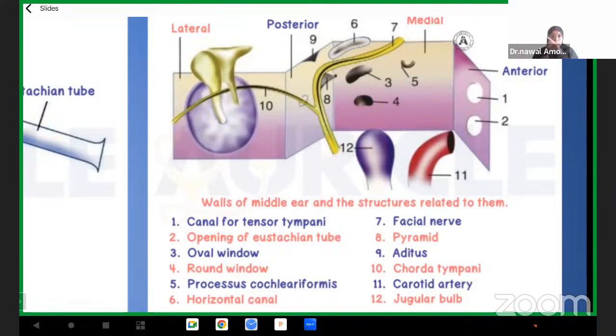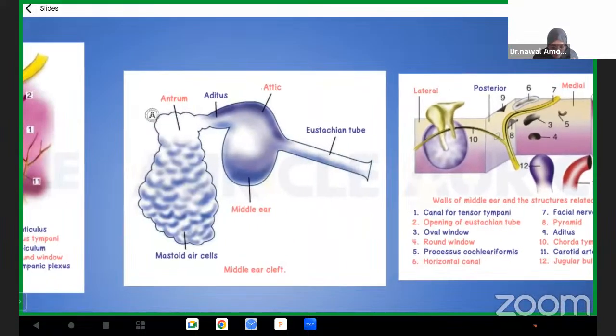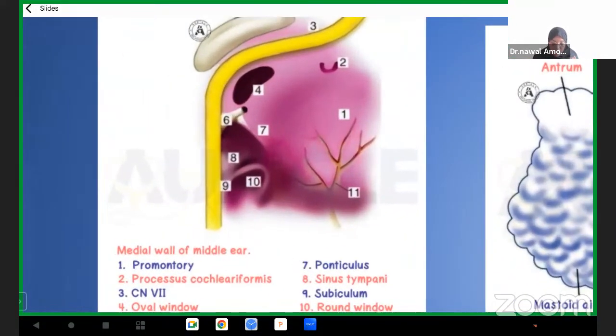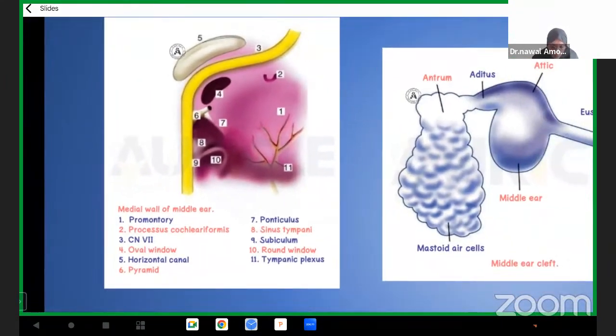Anterior, posterior, medial. The medial has the facial nerve. All right. Above that, you have a horizontal canal. Below that, you have an oval window. And then we have a round window. All right. So we have an oval window, we have a horizontal canal, and the 6th, we have the pyramid. But the pyramid is attached to the posterior wall. All right. So you need to draw this diagram.